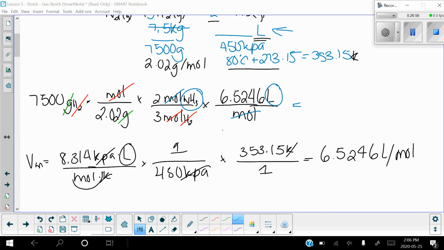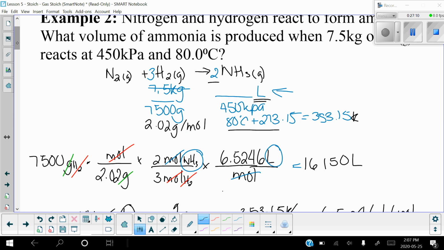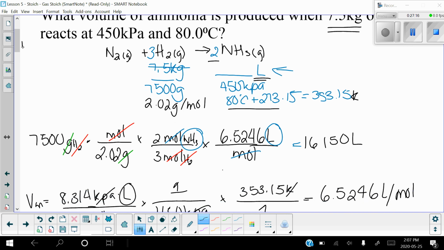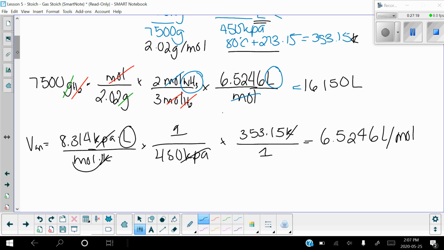Okay, I get a very large answer of 16150 liters. Okay, we need to round this to 2 significant digits because our smallest number that we used in our calculation was 7.5. So let's scroll down. We can't represent this unless we put it into scientific notation. So I'm going to get an answer of 1.6 times 10 to the 1, 2, 3, 4. Positive 4 liters of ammonium. There is my final answer.